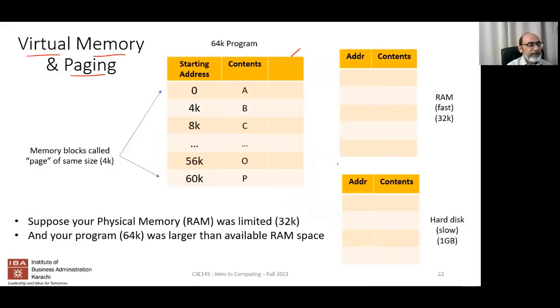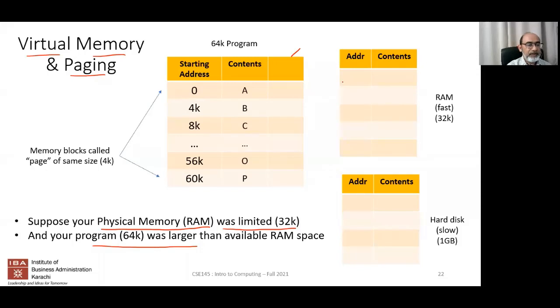Now, the issue basically is that a lot of times your physical memory, which is your RAM, of course, could be limited, okay? And your actual program could be a lot larger. So here's a simplistic example where your physical memory, let's say, is 32K only, and you need to load a program which is very large. For example, it's 64 kilobytes, okay?